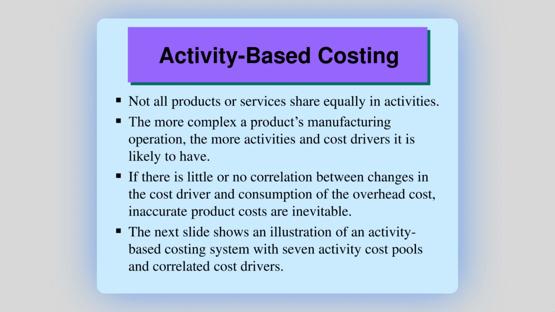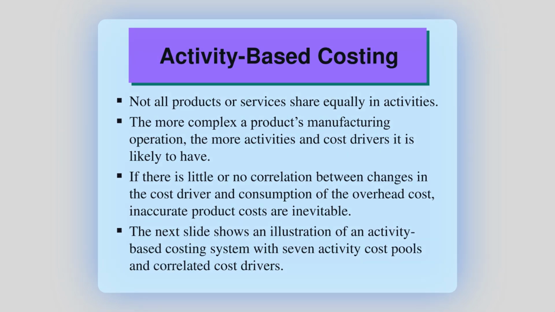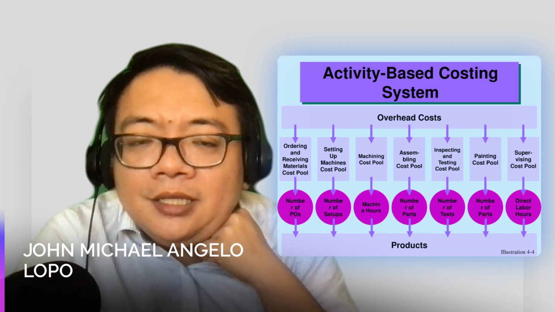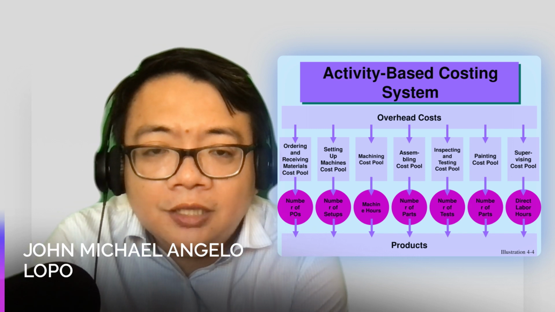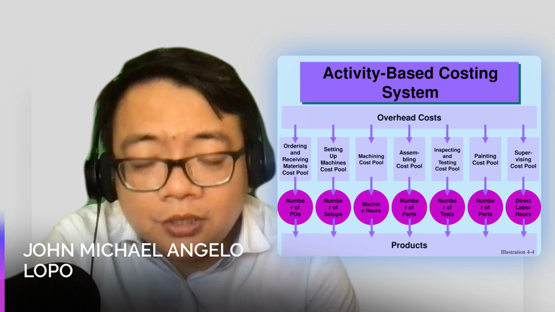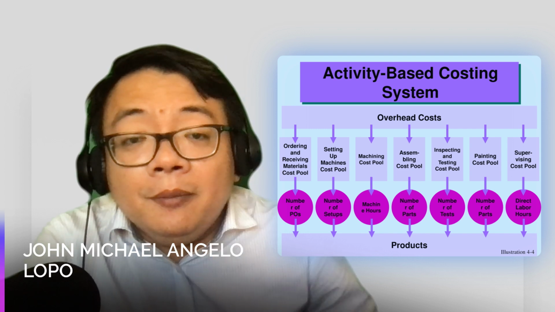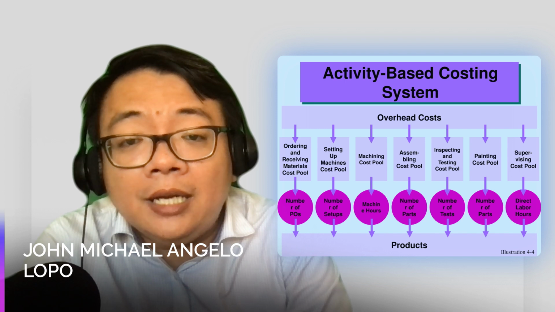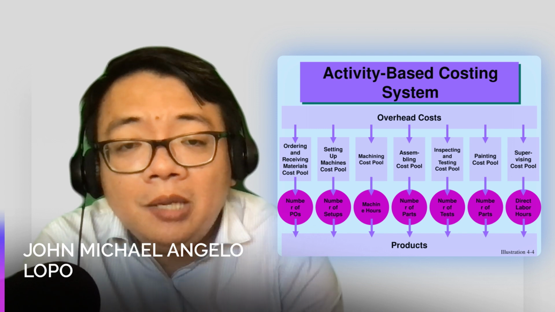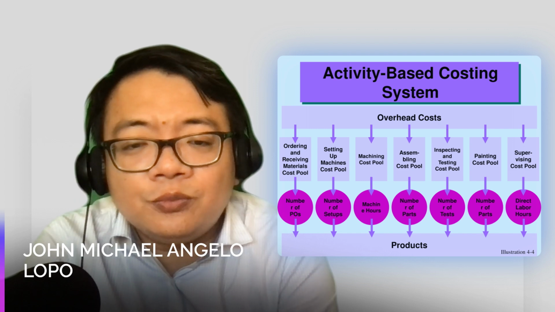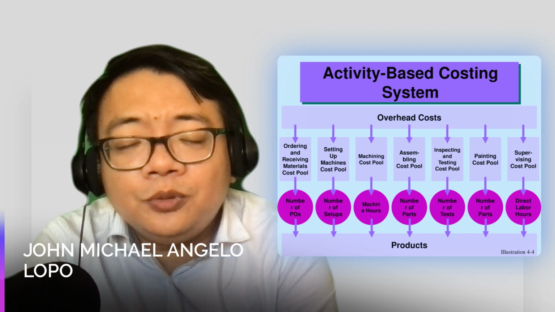Class, next slide will show you what activity-based costing means. Class, please take note of this. What is the formula, class, of our predetermined overhead rate? Again, total overhead cost divided by our estimated cost driver. It's exactly the same here, class. The difference here is that you have different activity cost pools. What are the cost pools there?